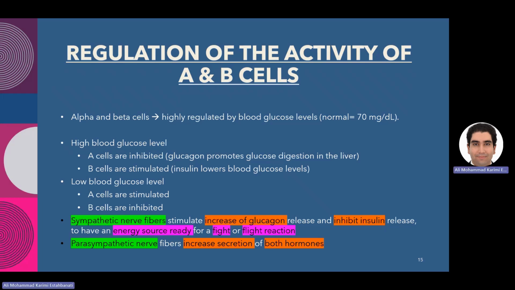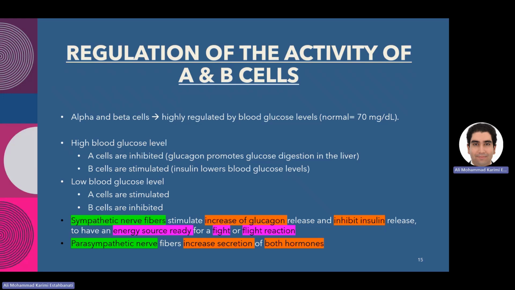Now, if we have a high blood glucose level, the alpha cells will get inhibited and the beta cells start working. They produce insulin and lower the blood glucose level. But if we have a low blood glucose level, the alpha cells are stimulated and the beta cells are inhibited. Alpha cells will cause glucagon to promote glucose release from the liver and increase the blood glucose level.